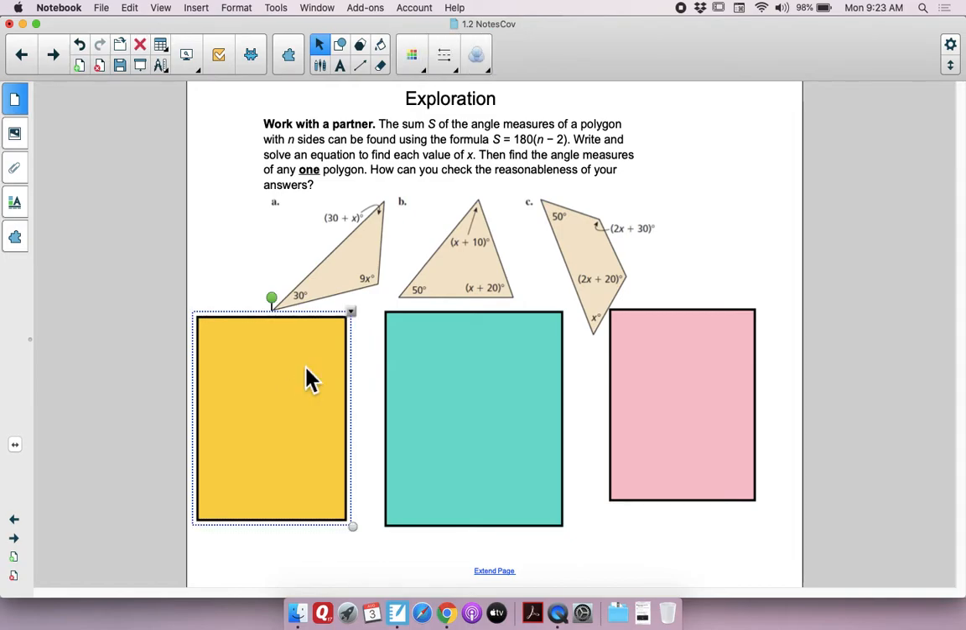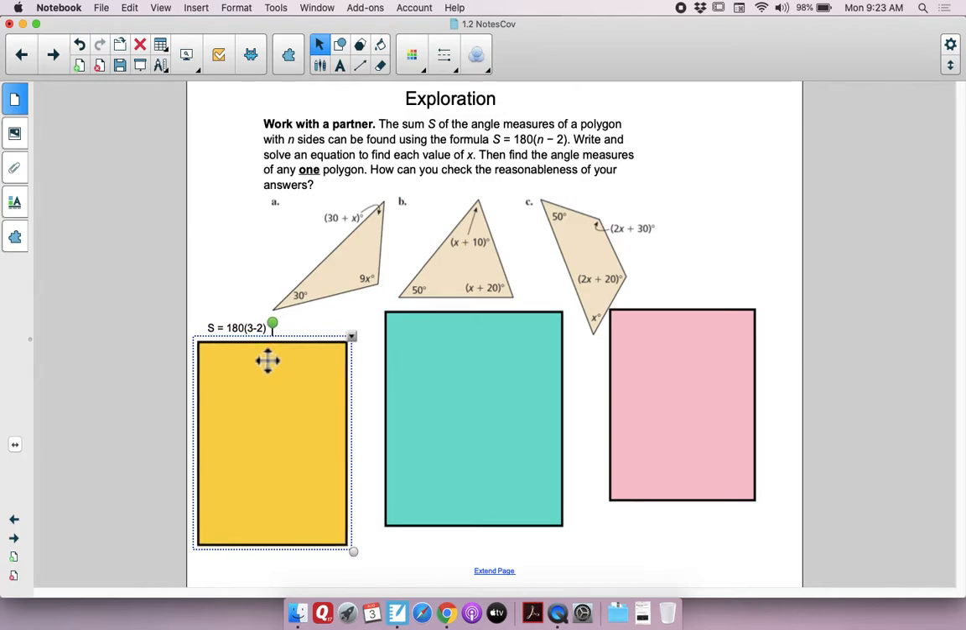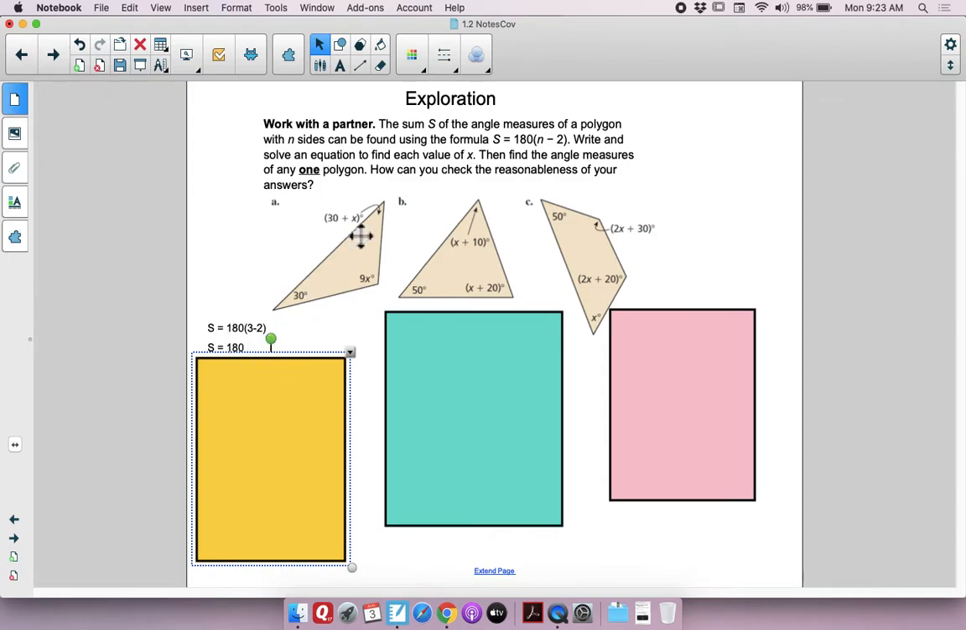Let's do that. So on this one, okay, 1, 2, 3 sides. Oh yeah, it's a triangle. So you probably already know we would plug in 3 for the n, and 3 minus 2 is 1. Grouping symbol, do that first. 180 times 1 is 180. So we know that the total sum of those three angles is 180. Well, how would we write an equation for that?